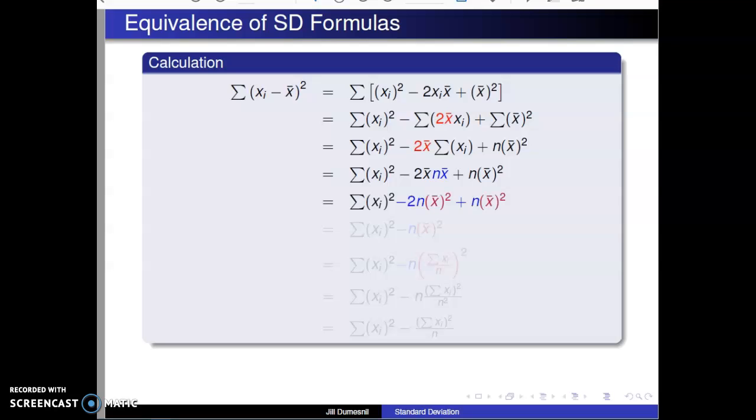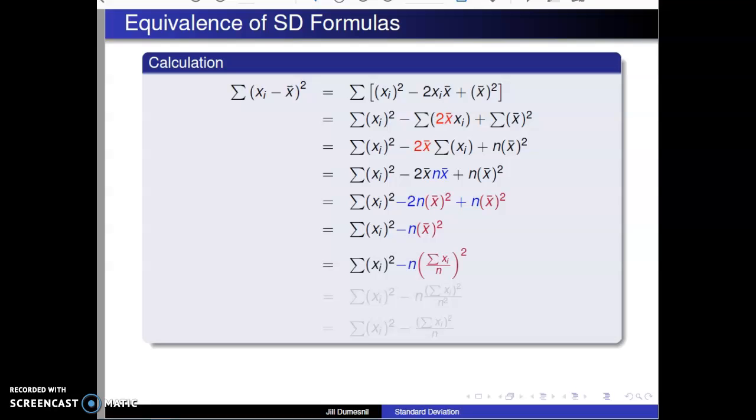In the middle term, we rewrite x bar times x bar as x bar squared, and notice that x bar squared appears in two terms. We factor out the x bar squared and combine the coefficients, minus 2n plus n, for a minus n.